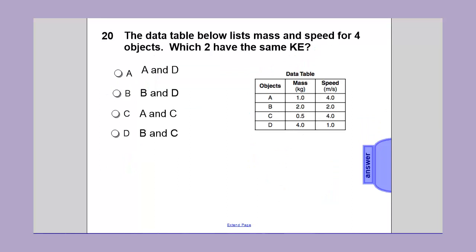Alright, the data table below lists mass and speed for 4 objects. Which 2 have the same KE? So what you're going to want to do for this one is find KE for each one of these, and the 2 that match will be your answer. So do that one on your own.